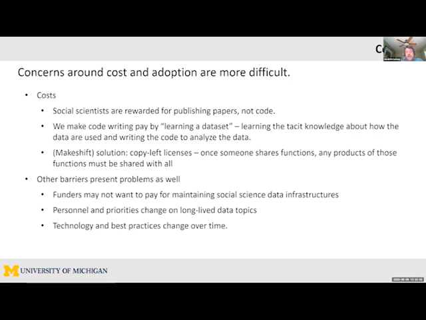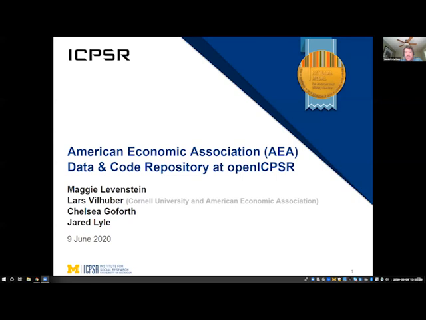Our second presentation will be led by Jared Lyle, an archivist at ICPSR. Jared will be joined by Lars Vilhuber, the Executive Director of the Labor Dynamics Institute at Cornell University, Maggie Levenstein, the Director of ICPSR, and Chelsea Goforth, a Data Project Manager at ICPSR. Jared and his co-presenters will be presenting on developing the American Economic Association's data and code repository at Open ICPSR, and how ICPSR is assisting the AEA in enacting and operationalizing its recently adopted data and code availability policy.